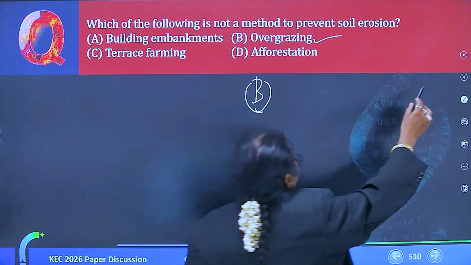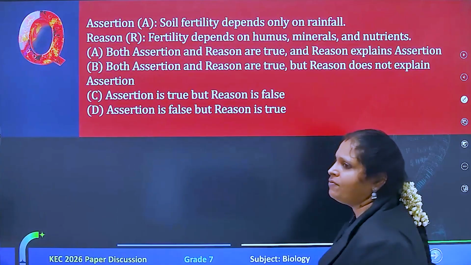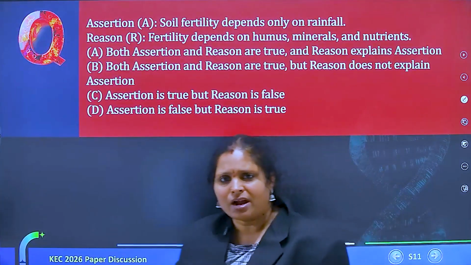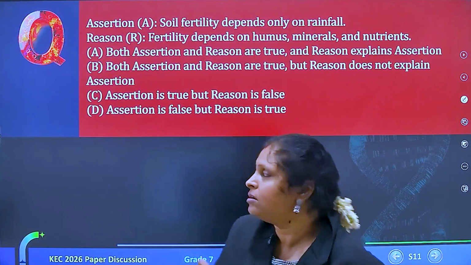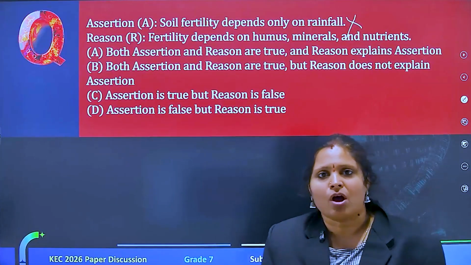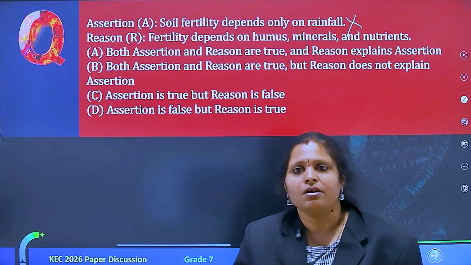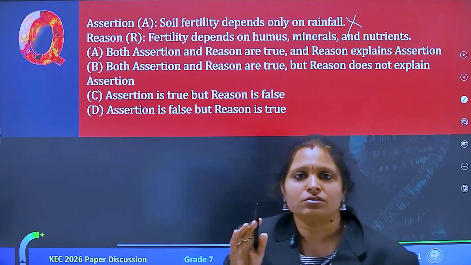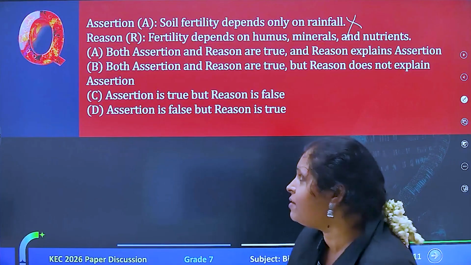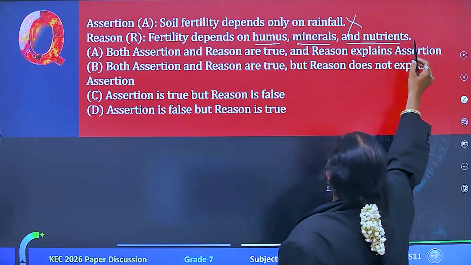Soil fertility depends only on rainfall. Will it depend only on rainfall? No, never. So the statement is wrong. Don't write option B, B is not the correct answer. Soil fertility doesn't depend on rainfall. Fertility depends on humus, minerals and nutrients.